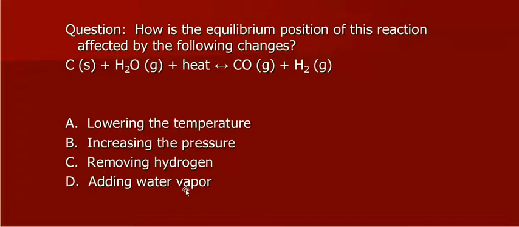Okay, let's look at this example right here. How is the equilibrium position of the reaction affected by the following changes? We're at equilibrium. Letter A, we lower the temperature. Temperature is heat. Heat's right here. It's a reactant. If I remove a reactant, it's going to shift in the same direction. So lowering the temperature is going to shift left toward reactants. If I remove something, it shifts the same direction.